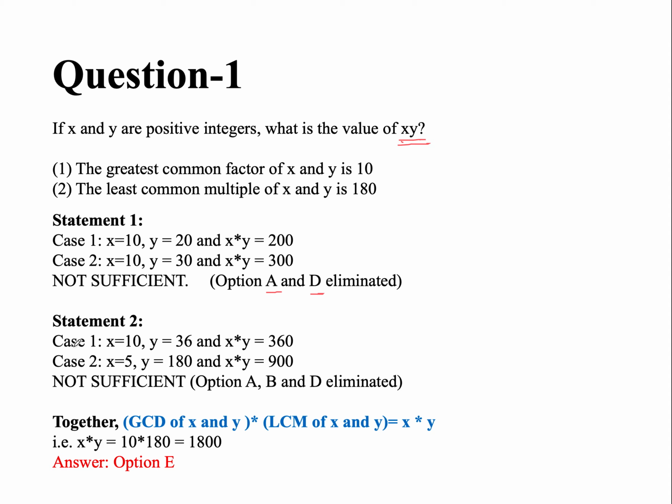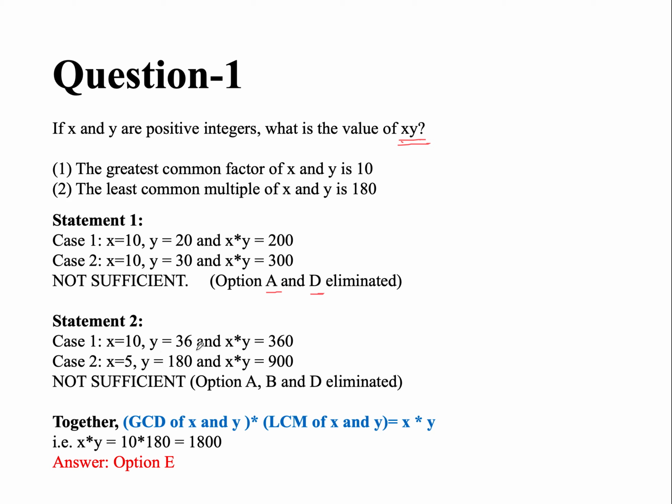Now let's look at statement 2. Statement 2 is the least common multiple of x and y is 180. So once again, because we do not have the information about the highest common factor, this is not going to be sufficient, but let's quickly take a few cases and then prove why it is not sufficient.